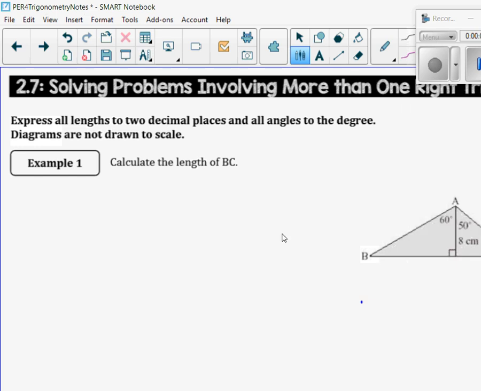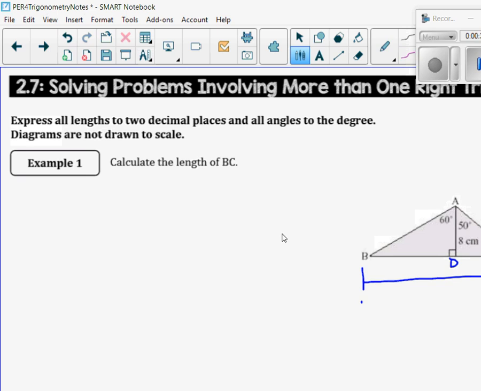Okay, we're going to calculate the length of BC. Now, these problems get harder because there's more than one triangle involved. So it's more likely going to be a 2 or a 3-step problem now. In order to find BC, as you can tell, this is a 60-degree angle and this is a 50-degree angle. So this is not a right triangle, the big one, but they are split up into 2 right-angled triangles. So I'm going to put the letter D right here just so we have an additional letter when we're talking about stuff.